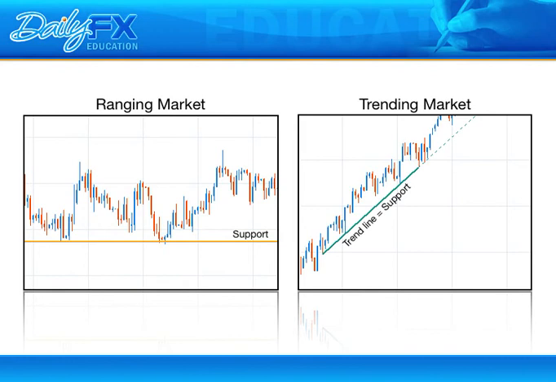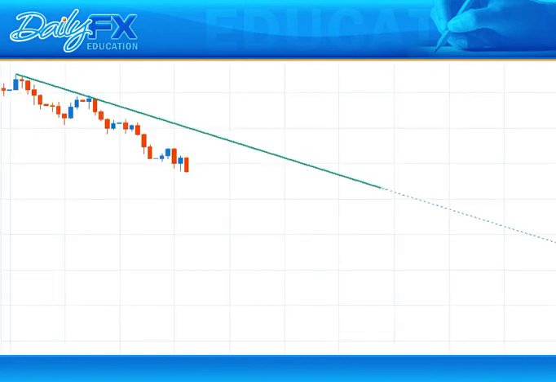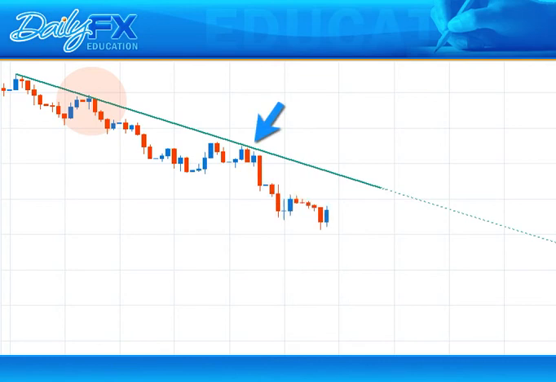Resistance, similar to support, is the price level at which selling is thought to be strong enough to prevent the price from rising further. And the logic dictates that as the price advances towards resistance, sellers become more inclined to sell and buyers become less inclined to buy. By the time the price reaches the resistance level, it's believed that supply will overcome demand and prevent the price from rising above resistance, like you can see here in this example.